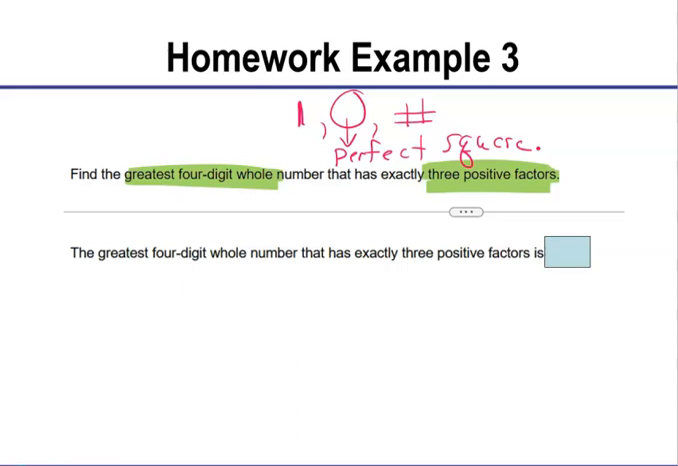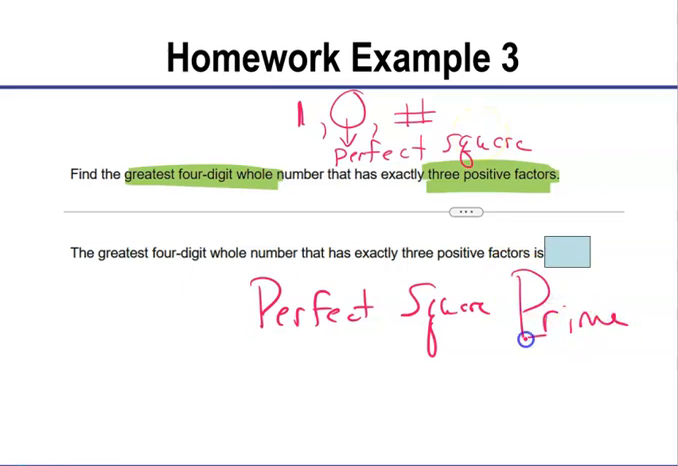Okay? Now it says has exactly 3 positive factors. So we need that number to be prime. The perfect square must be prime. You know why? Because if it's not, then that means that number has factors, which would also be factors of our big number. So the perfect square must be prime. This is the key to this problem.